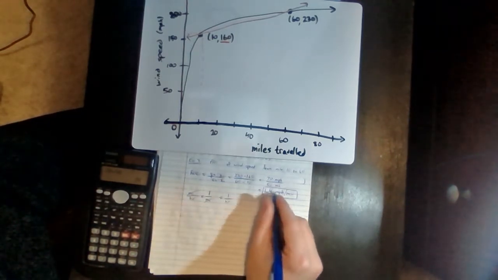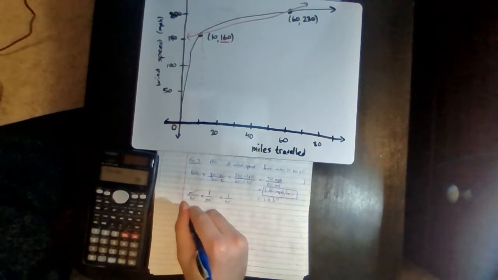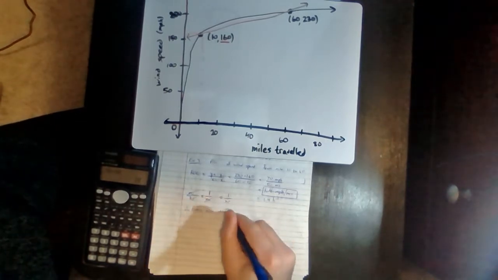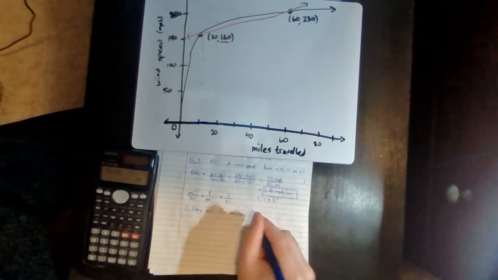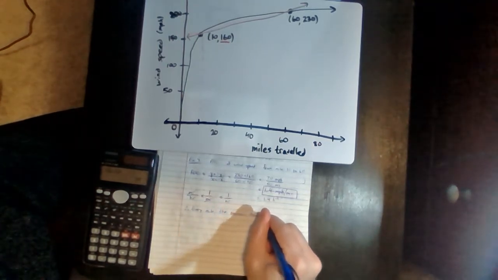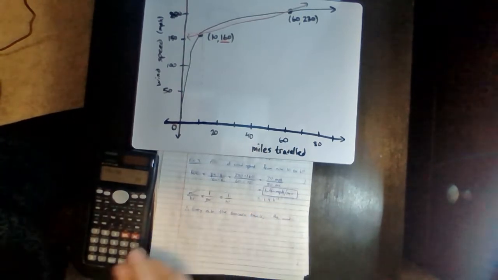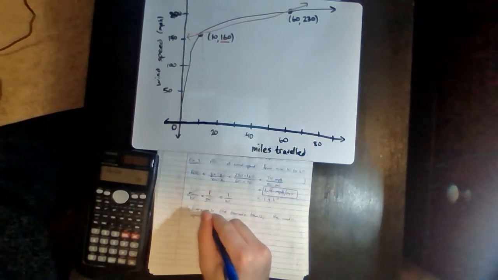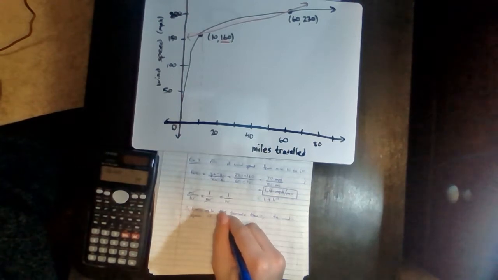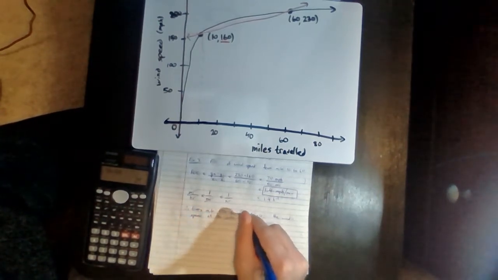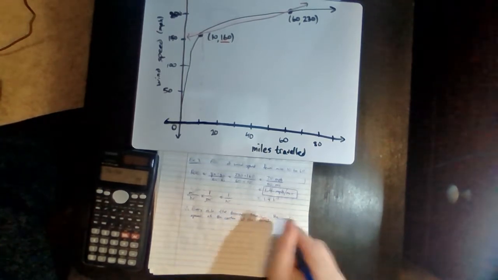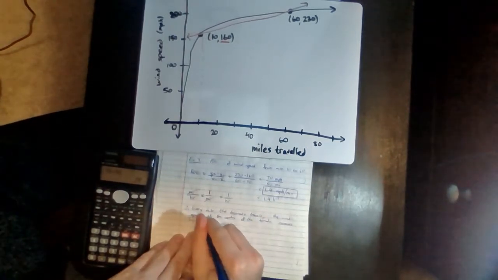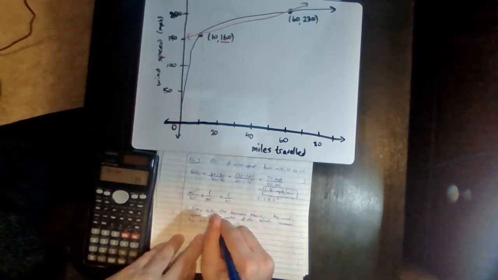If we were to talk about what this actually means, so therefore every mile the tornado travels, the wind speed at the center of the tornado increases by 1.4 miles per hour.